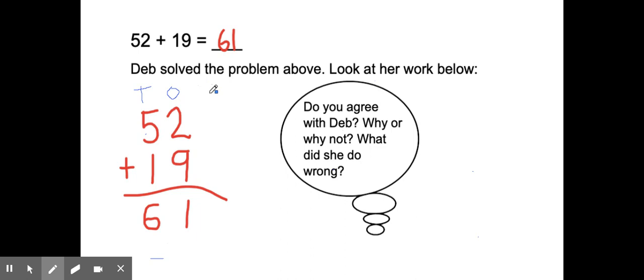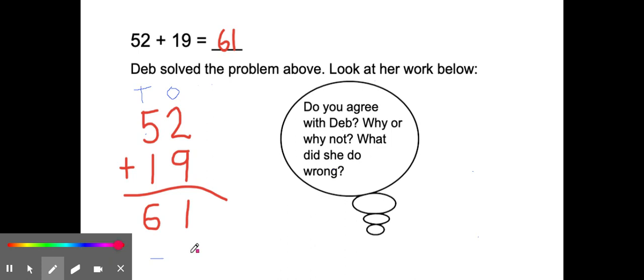Okay, let's go over Deb's work. Do we start by adding tens or ones? If you said ones, you're right. 2 ones plus 9 ones. I know that 9 plus 1 would be 10, so 1 more is going to be 11. Deb only made a 1, but it's 11 ones. What should she have done?